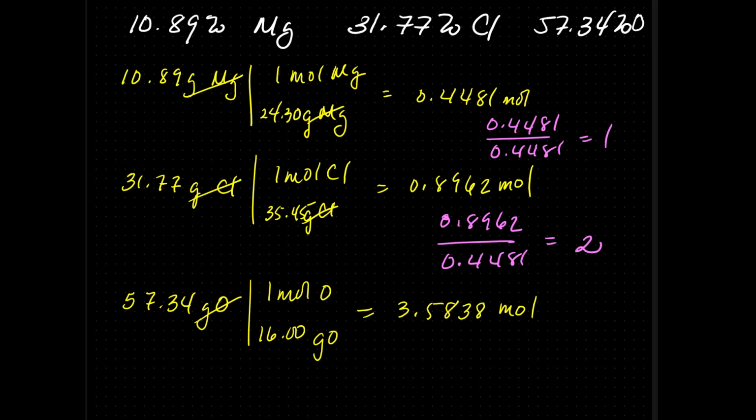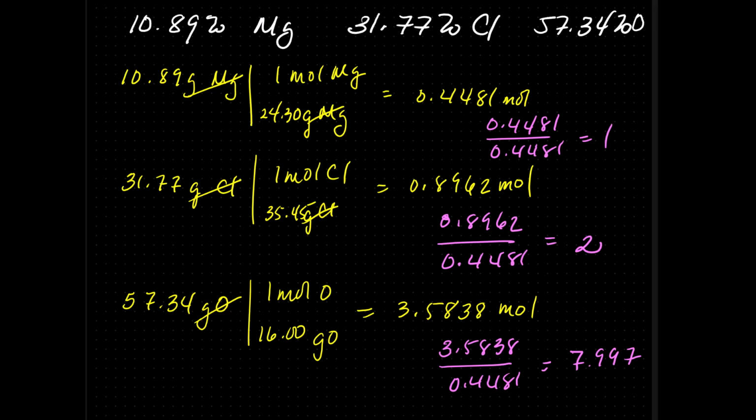For oxygen, we're going to do 3.5838 divided by 0.4481. This becomes 7.997. Remember, we want to always carry 2 to 3 digits after the decimal. If you round too much, your answers come out funky. We do not round until the end. Our last line is multiply till whole.